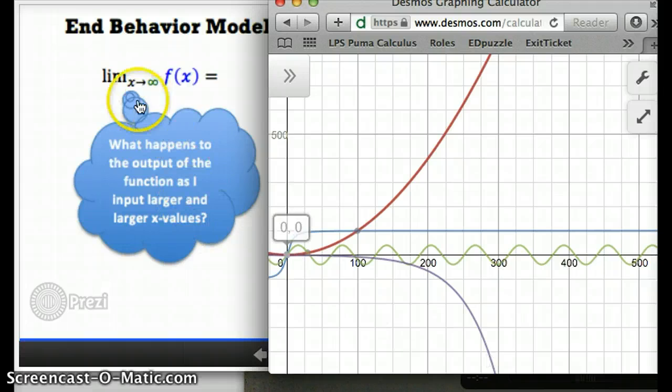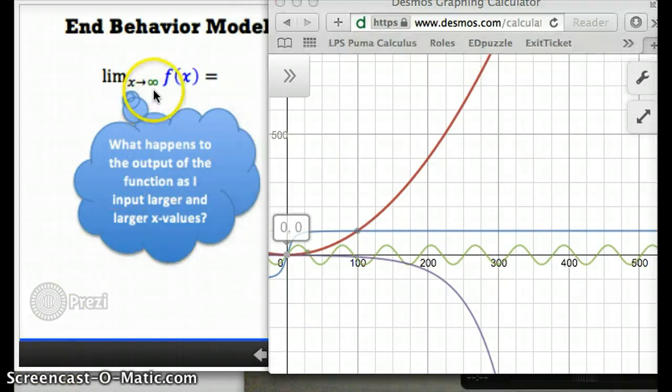Of course, you should remember that the limit as x approaches positive infinity is really talking about the right end of the function. So to evaluate this limit, I simply go to the edge of the function on the right-hand side, and I ask what's happening to the y values. For the red function, the y values are getting larger and larger and larger. So we would say that the end behavior of the red function is going to positive infinity. The y values increase forever.